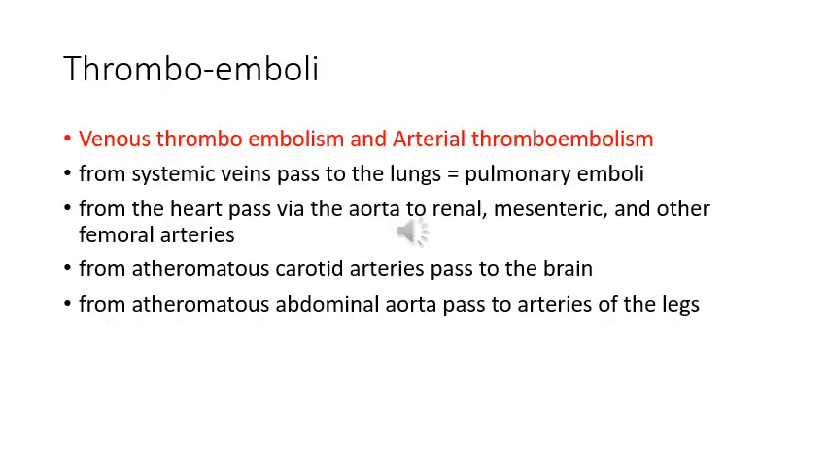We'll just focus on thromboemboli initially. Thromboemboli from the systemic veins pass through the lungs and produce pulmonary emboli. And if it's from the heart, it passes via the aorta to the renal, mesenteric, or femoral arteries or elsewhere. And from the atheromatous carotid arteries, it passes to the brain. And from the atheromatous abdominal aorta, the thromboemboli pass to the arteries of the legs, producing peripheral arterial occlusion disorders, etc.